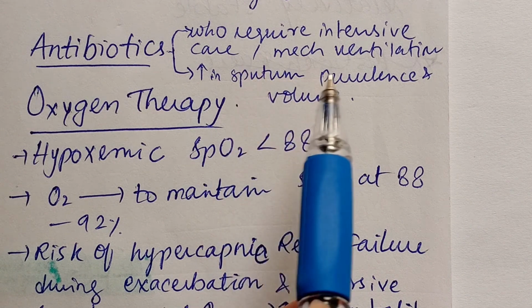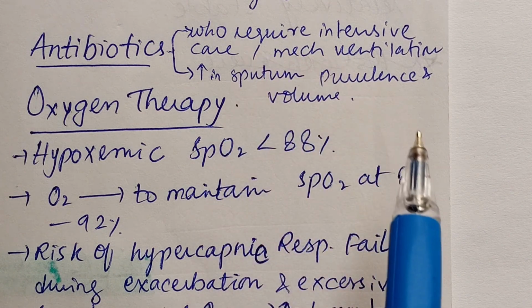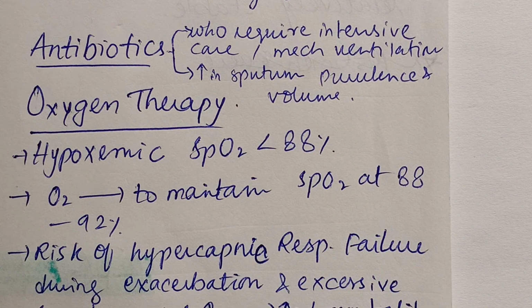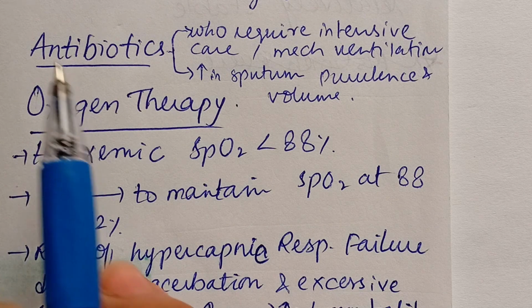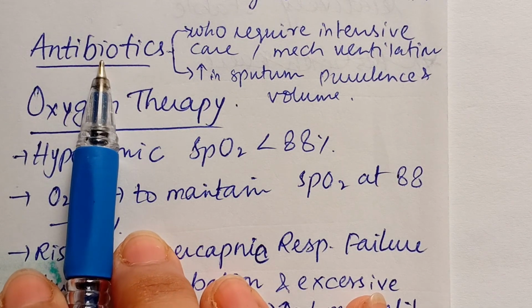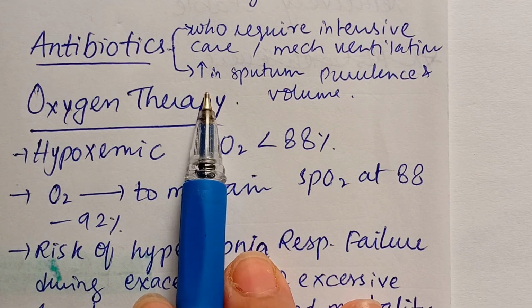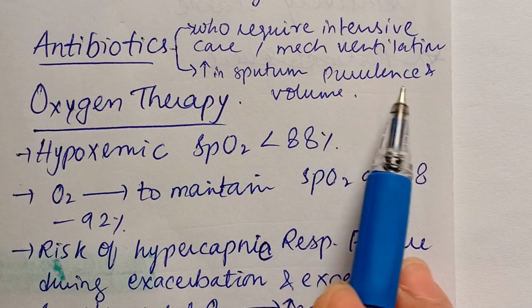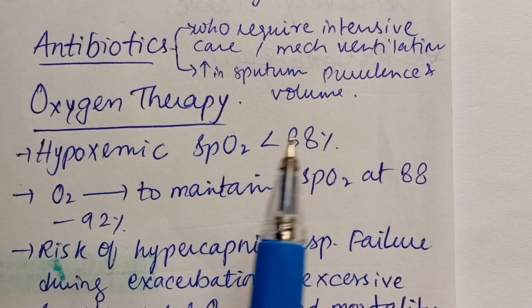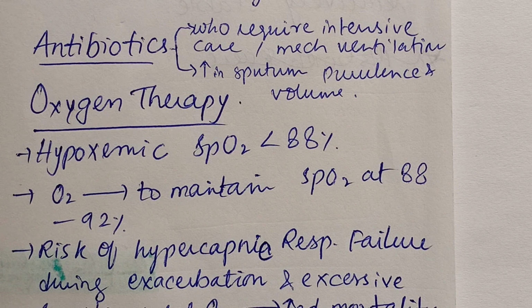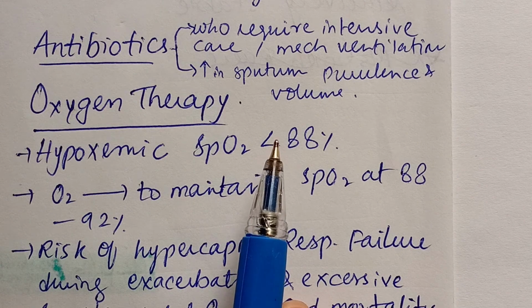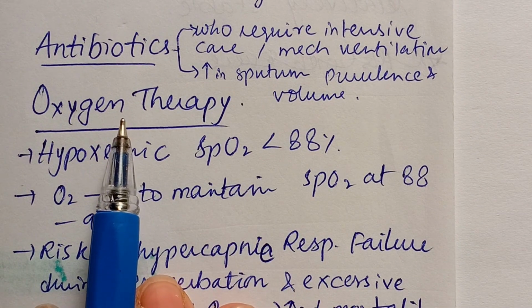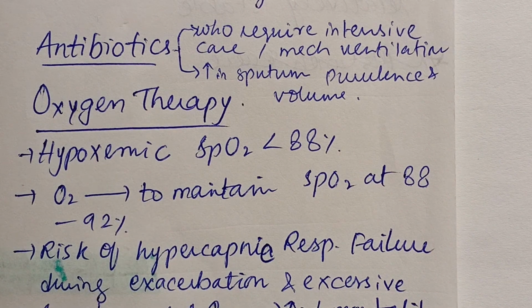Only those patients who require intensive care and mechanical ventilation due to severe acute exacerbation have the chance of bacterial infection, so they are given antibiotics. Another group of patients who have an increase in sputum purulence and volume during the exacerbation are also suspected to have a bacterial infection. So these patients are also prescribed an antibiotic course.